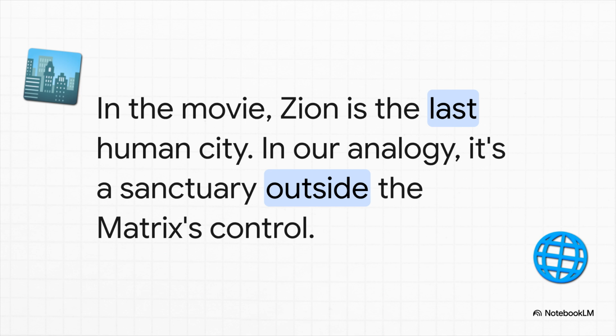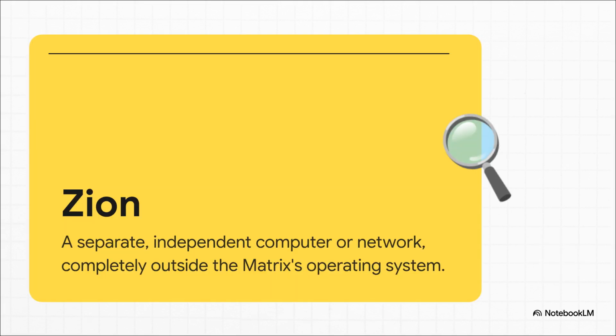Now, in the movies, it's the last human city, this hidden refuge. But for us, thinking like programmers, it's a completely different kind of safe haven. And this is where it all starts to click. Think of Zion as a totally separate network. It's like an external hard drive or a secure server that the main operating system, the Matrix itself, can't touch. It has zero direct control. It's the safe house where all the users who've unplugged can hang out and plan their next move.